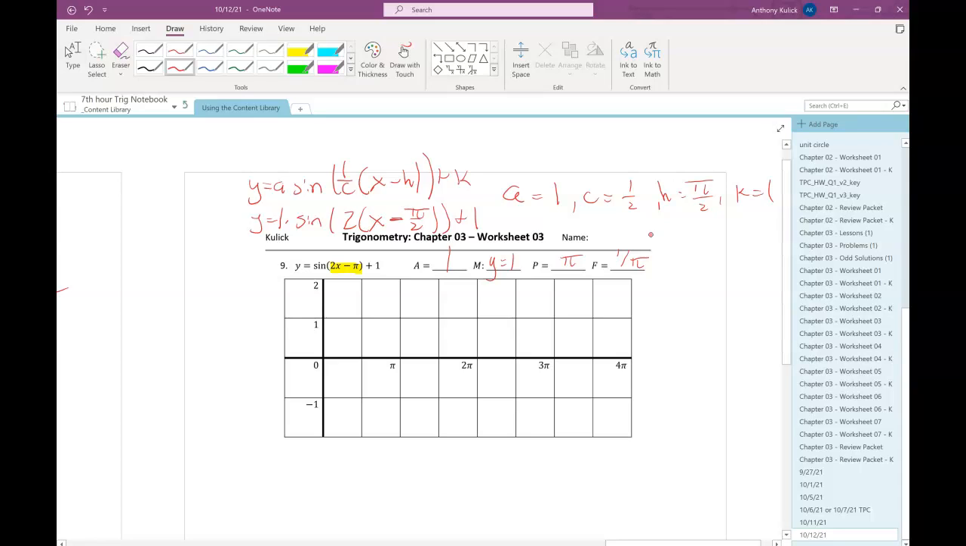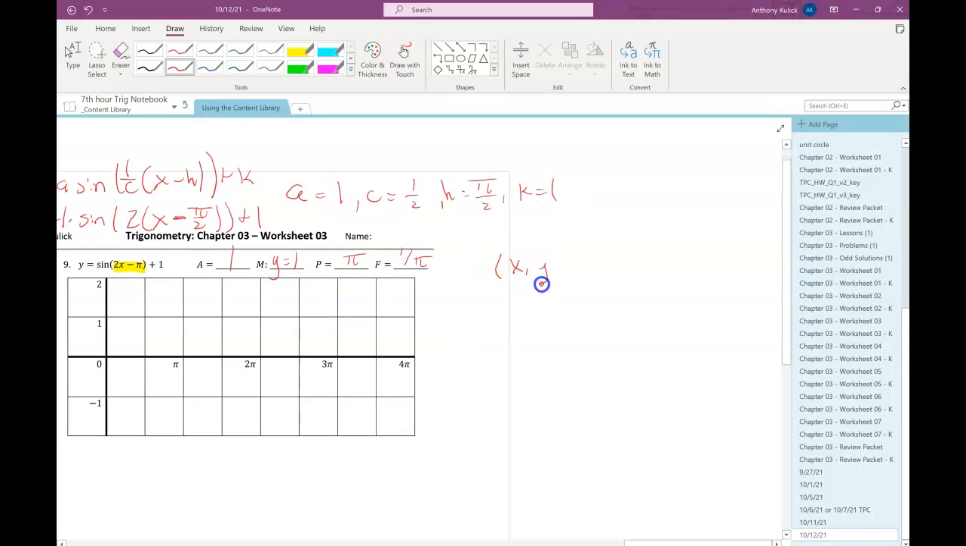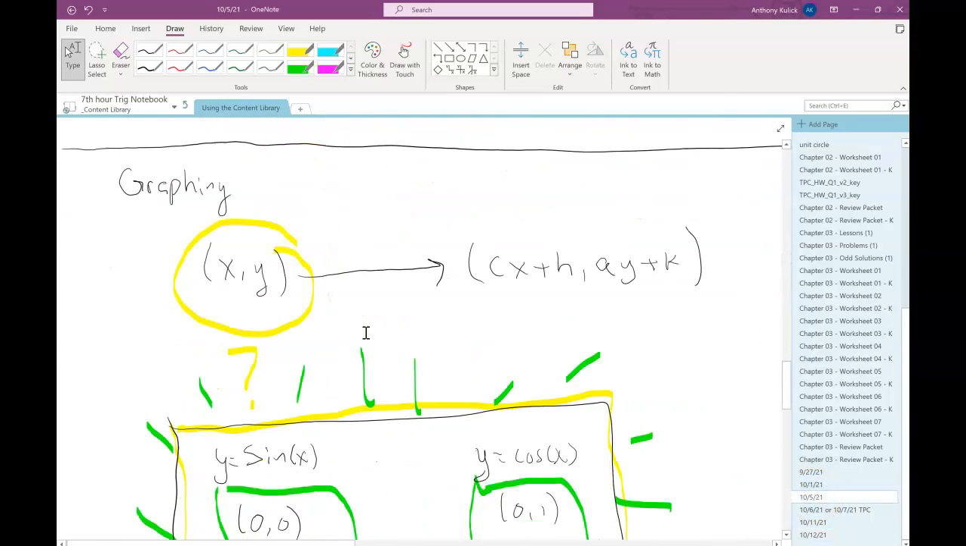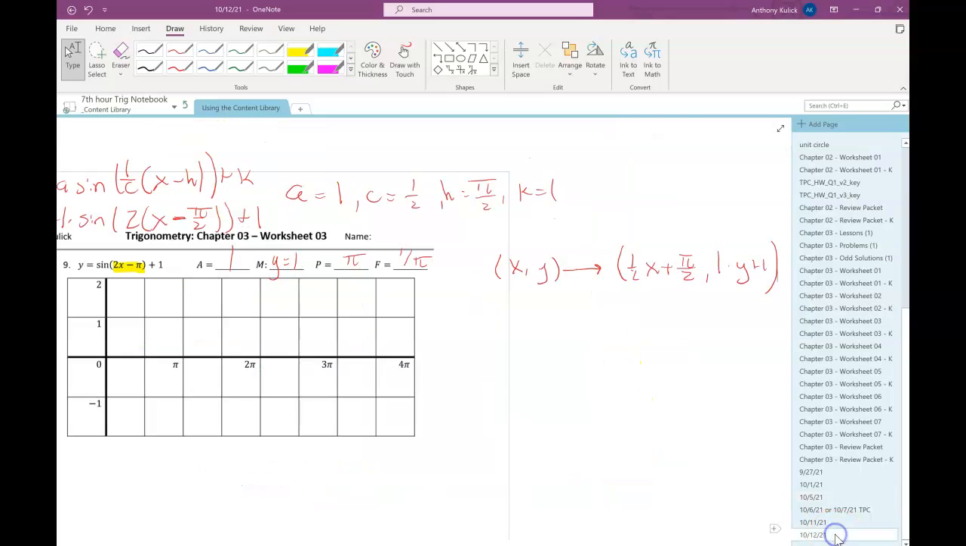So far, so good? Yeah. Okay. Now I'm going to write my transformation map. So it's C times X plus H, and then A times Y plus K. And I'm going to go back to those key points from my notes. So we're doing a sine function, so we're using these key points. I know it's a sine function because it says so in the problem, right?